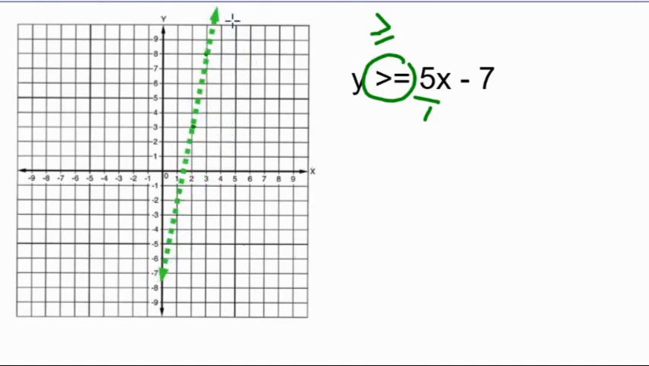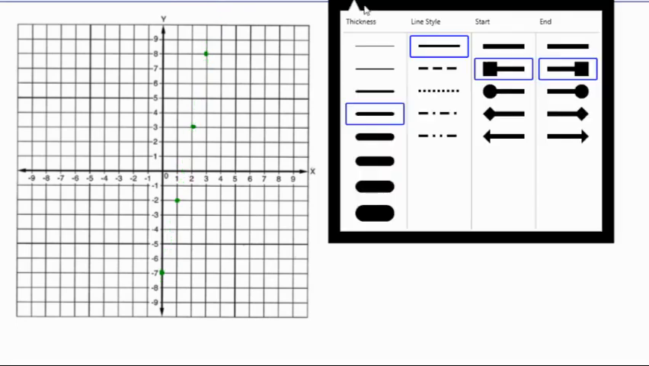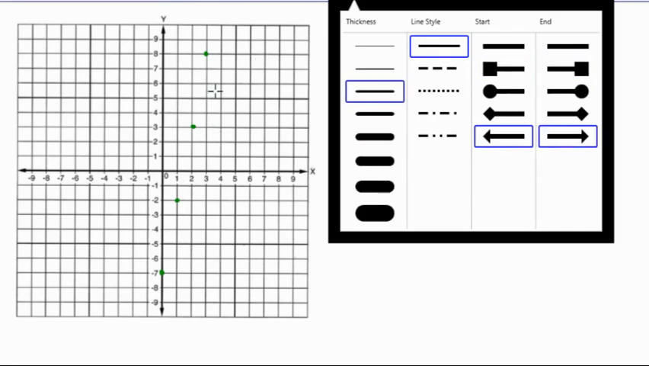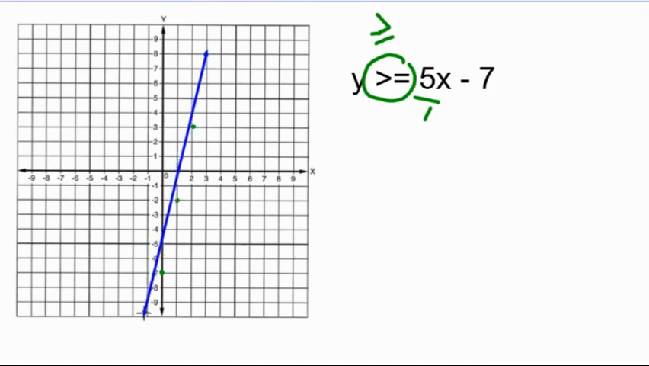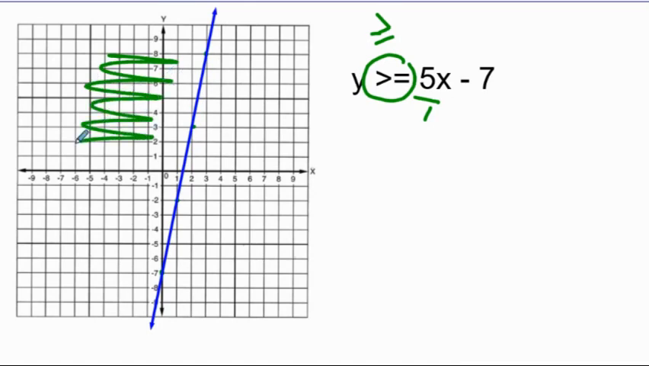Oh, but hang on a second. This has an equal to sign in it. So that's the wrong line. I need a solid line. Let's go with that one. So this time I want a solid line because the equal to is part of my symbol. Okay, and it's a greater than symbol, so that's above the line. So where's above? This side is above.